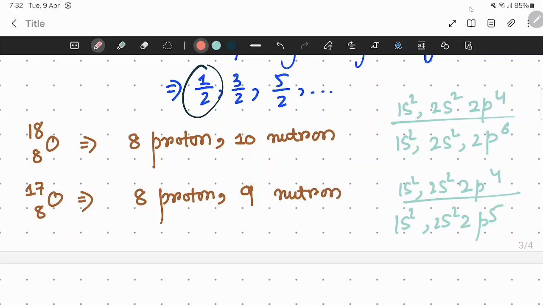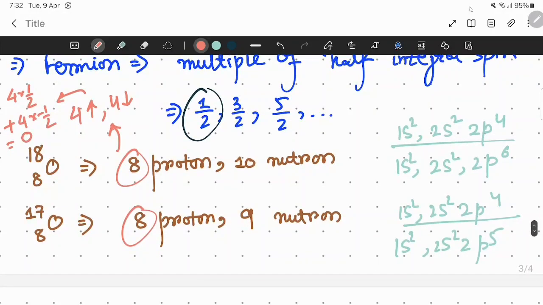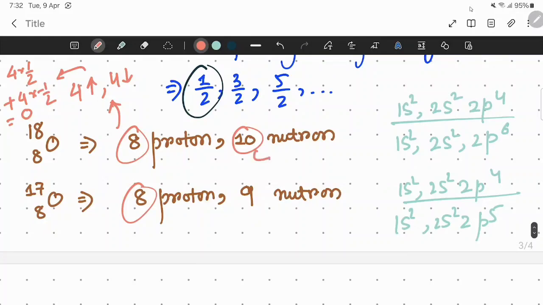So you can think like that. If this is an even number, that means these are paired. There are 8 protons, that means all protons are paired, so there must be 4 up protons, 4 down protons. So what will be the total spin? 4 into half plus 4 into minus half, eventually 0. Similarly here, 10 neutrons means 5 up neutrons, 5 down neutrons. Total spin is 5 into half plus 5 into minus half, so eventually it is 0.